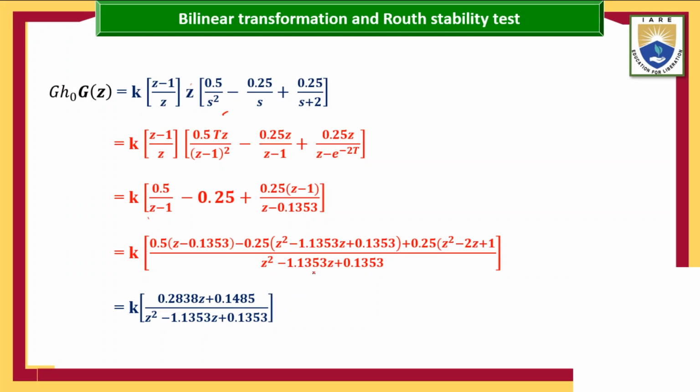Coming to the numerator value: 0.5 into this LCM term, plus 0.25 into these two terms, plus 0.25 into this one, which cancels. You have to take it as 0.25 minus 2z plus 1, divided by the total multiplication value. Simplifying this, we get 0.2838z plus 0.1585 value, divided by this one.